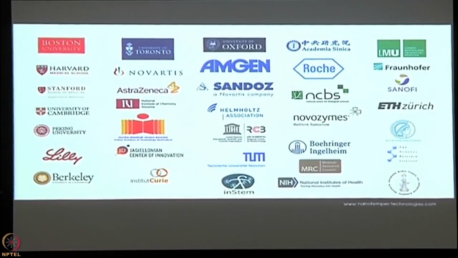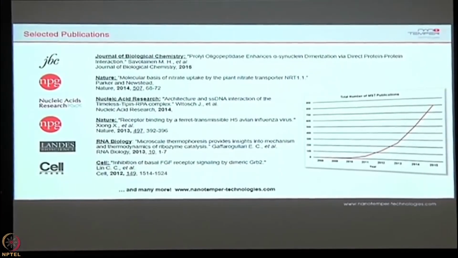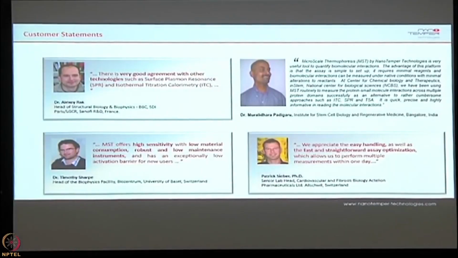So I just want to summarize quickly. We are already associated with the top premium institutes across the globe, and I am very glad that in India we are associated with IIT Hyderabad, RCB, Novozymes, and many other customers who are using this technology. And as I said, in all kinds of journals you can find MST papers. In Nature we have more than 15 papers, and Science and all the best journals have acknowledged this as a biophysical tool that is very useful in measuring binding affinities.